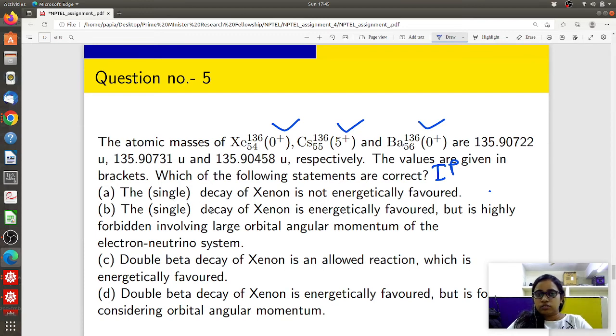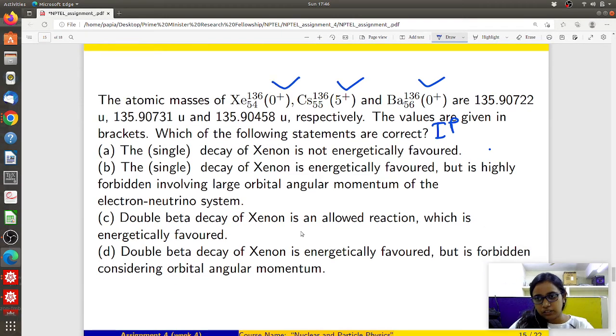So the options are: the single decay of xenon is not energetically favored; the single decay of xenon is energetically favored, but it is highly forbidden involving large orbital angular momentum of the electron neutrino system; double beta decay of xenon is an allowed reaction which is energetically favored; and double beta decay of xenon is energetically favored, but it is forbidden considering orbital angular momentum. These 4 options are there.